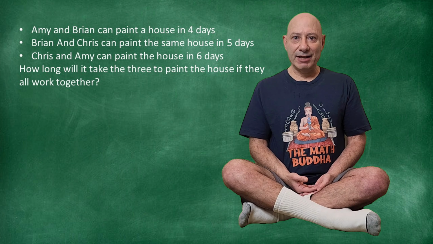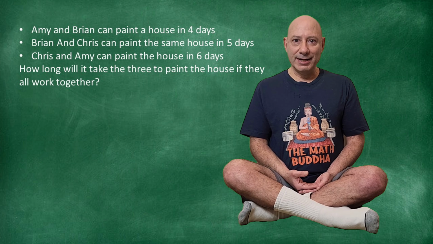When people work together, the implication is that they're all working for the same period of time, which means that we want our rates expressed over a common unit of time. And you know what? Our unit of time doesn't have to be a day. We could choose any unit of time that works for our problem. And the unit of time that I would like to use for this problem is 60 days.